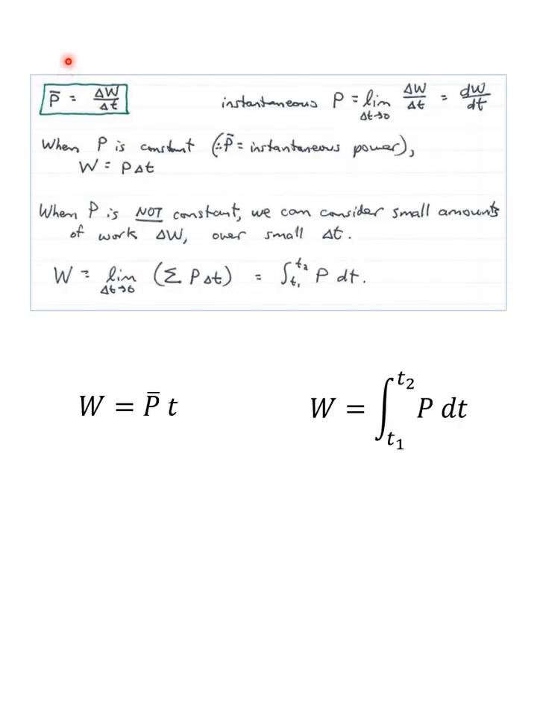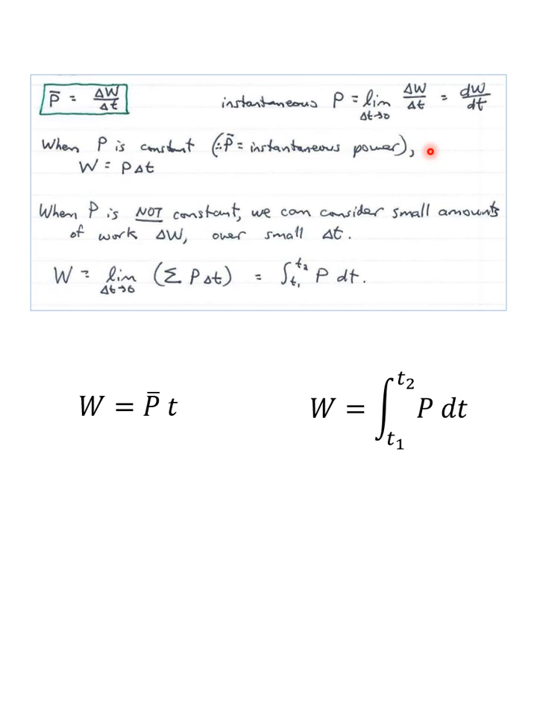You've already seen this equation, that average power is the amount of work done divided by time. Here I've used the delta notation to denote increments of work and time. Often the rate of doing work varies with time. We need to define instantaneous power as the average power taken in the limit of an arbitrarily small time interval delta t. So let's think of instantaneous power as being the limit of delta W over delta t, and that becomes dW/dt.